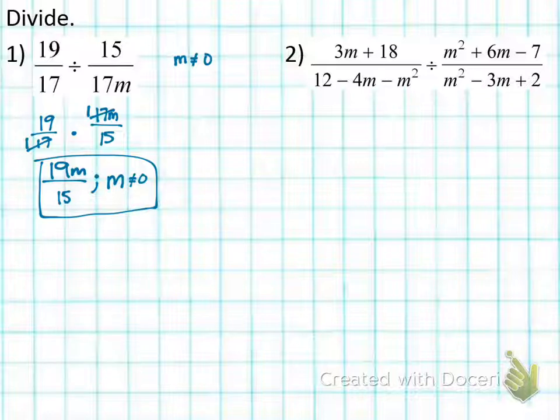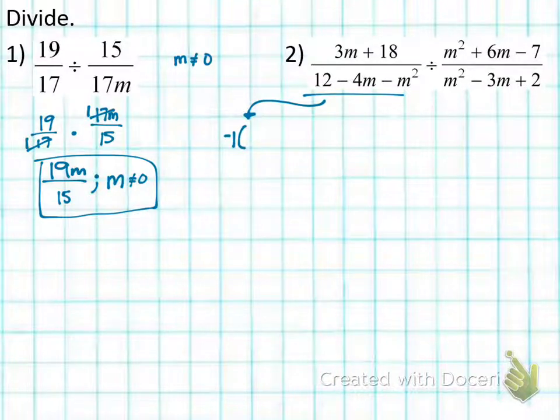Number 2. Okay, number 2 is a little more intense. The first thing I'm going to do is find any excluded values. On these denominators, we notice there is a trinomial here and a trinomial here. So I'm going to take each of these and set them equal to 0. We take 12 minus 4m minus m squared, and I'm actually going to factor out a negative 1. So watch carefully, because I don't like dealing with these negative signs.